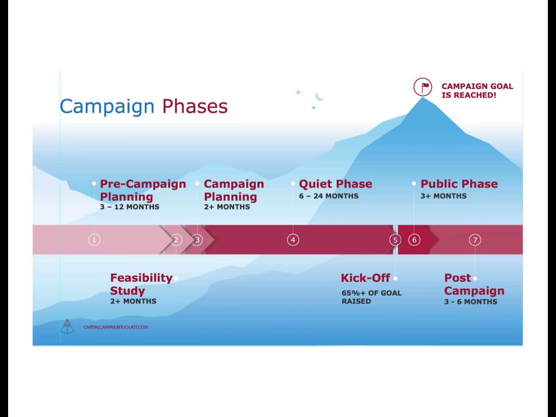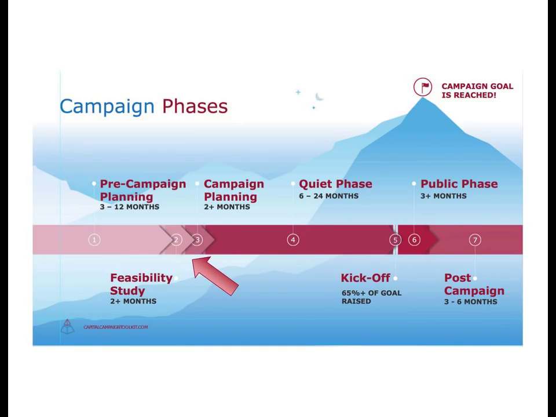So here's a basic campaign timeline. You can see how the campaign lays out over 2 or 3 years. We've put this timeline together for you. During the pre-campaign planning period, you're going to determine a working goal, of course, which is what you test in the feasibility study.